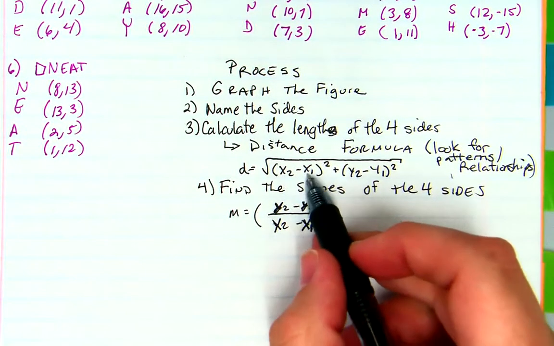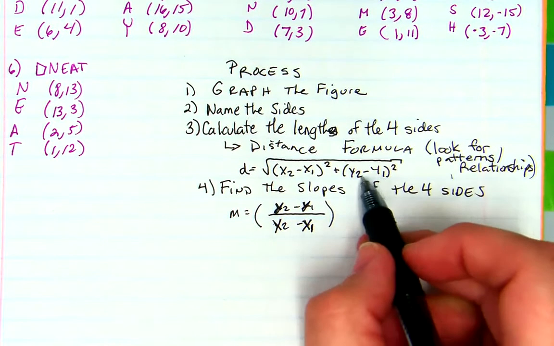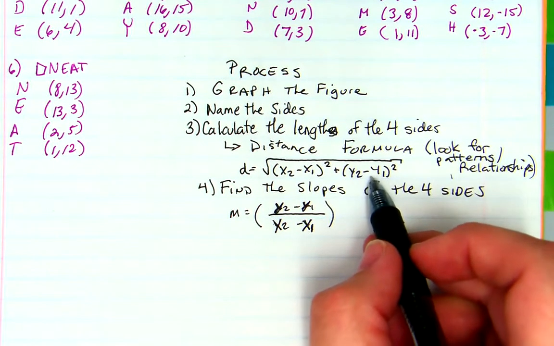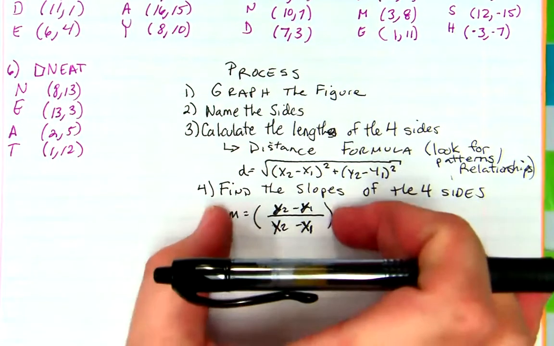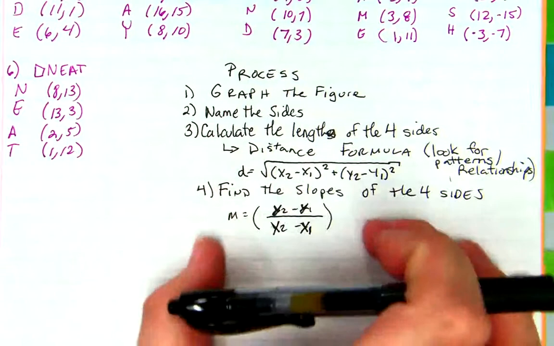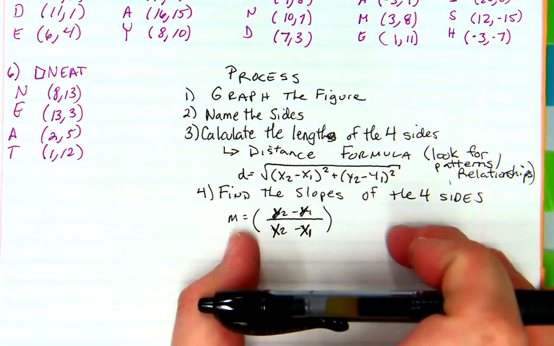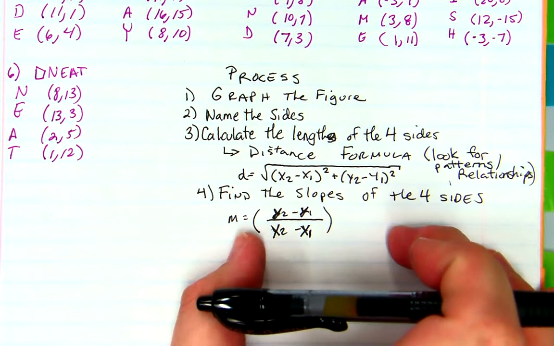Now, x2 minus x1 is already calculated from the distance formula. We could take that number and just put it in the denominator. And y2 minus y1 is already calculated from the distance formula. You could put it in the numerator. So that finding out the difference of the coordinates is going to work out for finding out slope as well. So once we get that information, we're good to go.